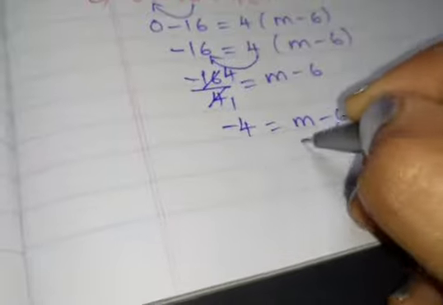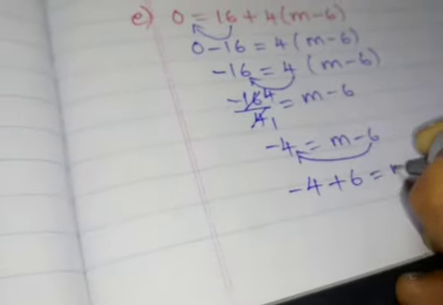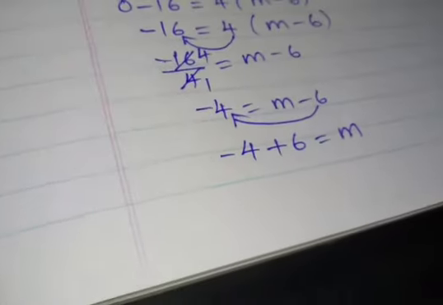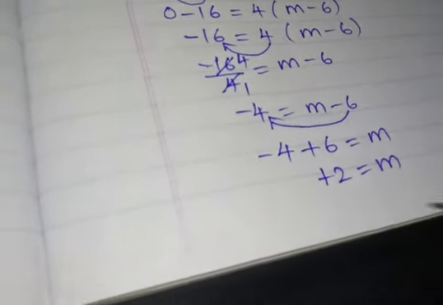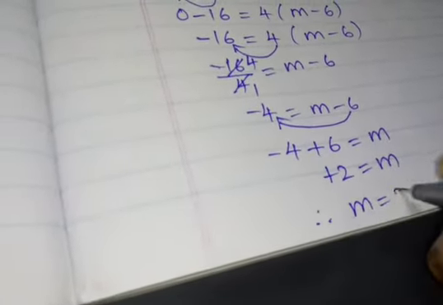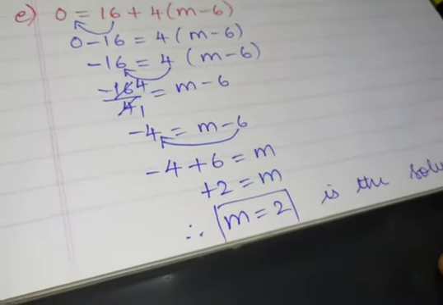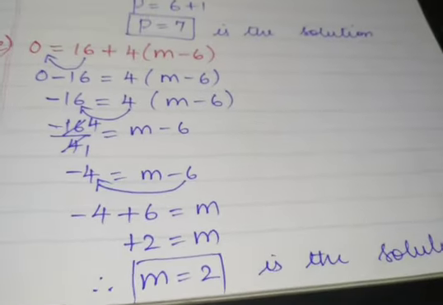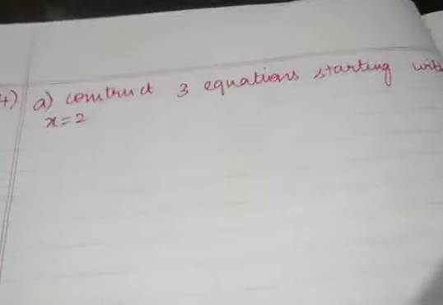Now I am bringing this minus 6 to the next side. So minus 4 plus 6 is equal to m. Minus 4 plus 6 is plus 2, equal to m. Therefore, m is equal to 2 is the solution. Minus 4 plus 6 is plus 2, the solution of the given equation. Understood?